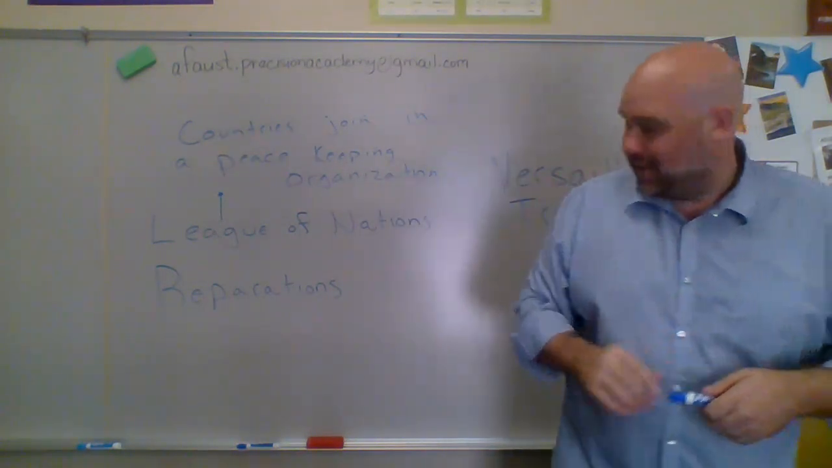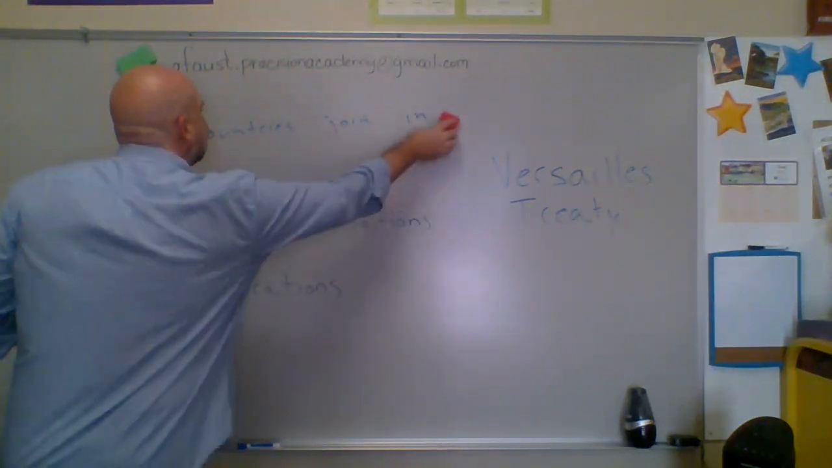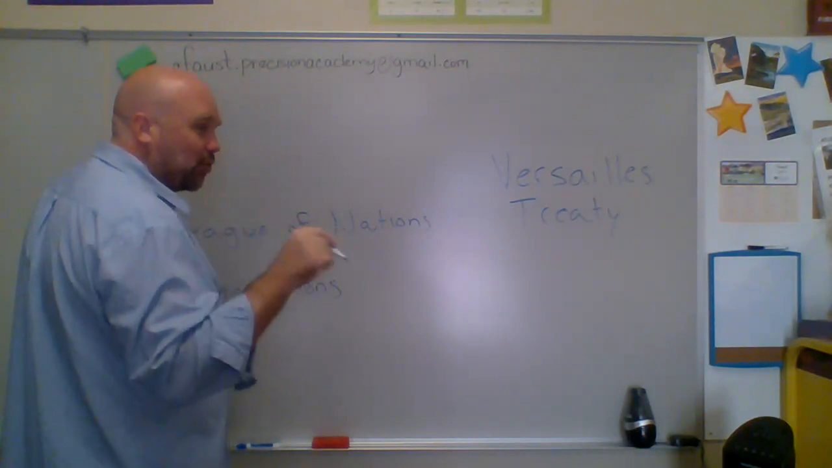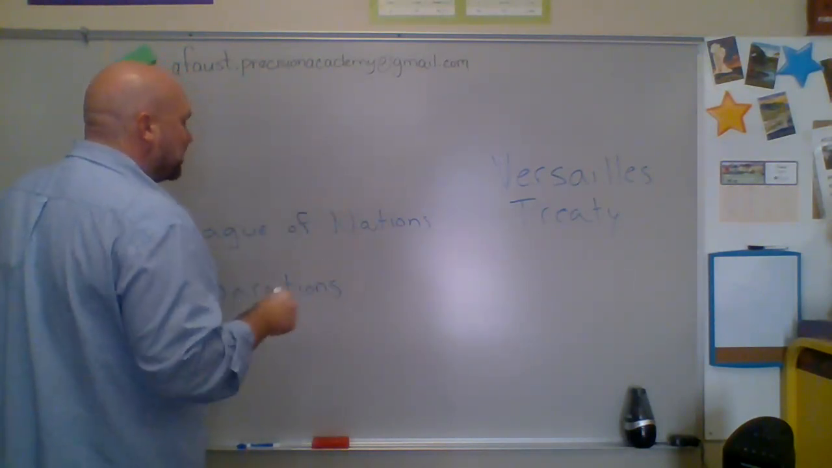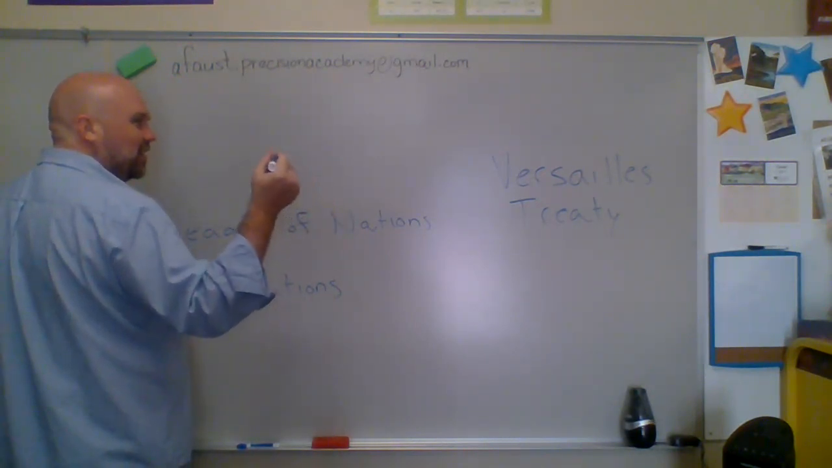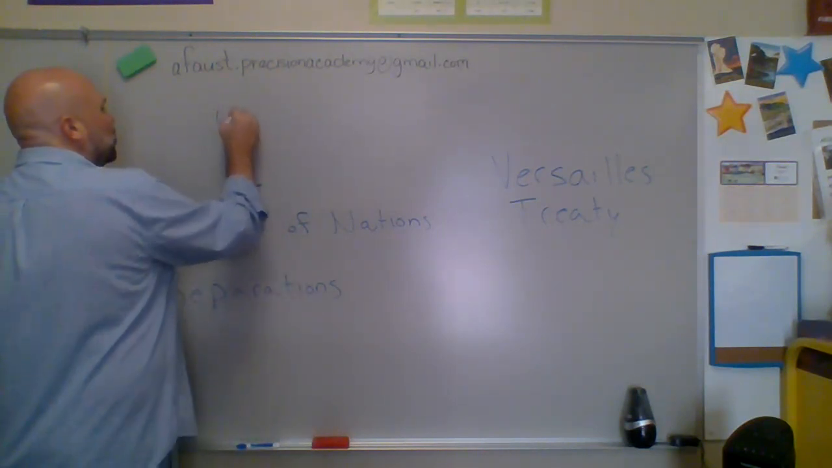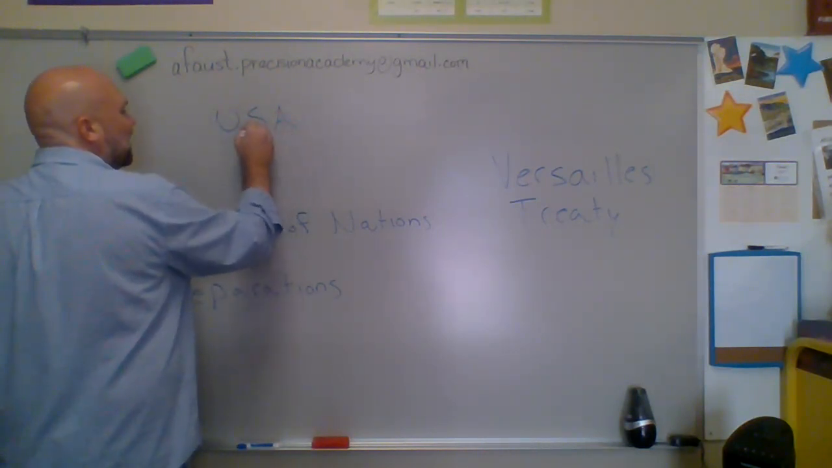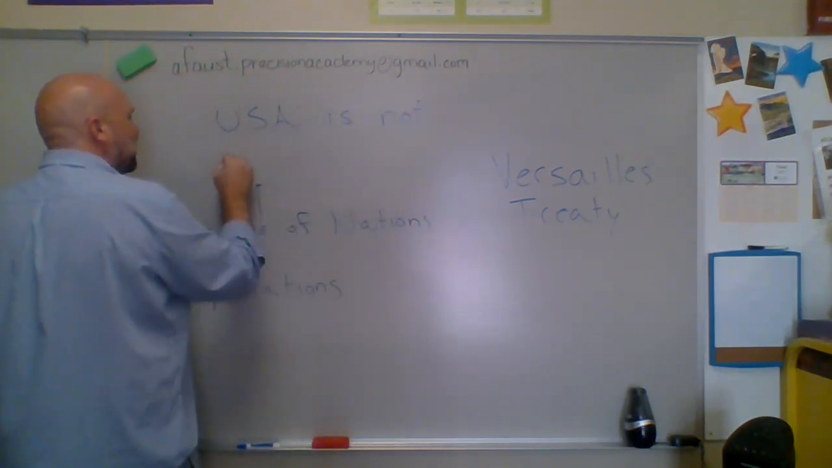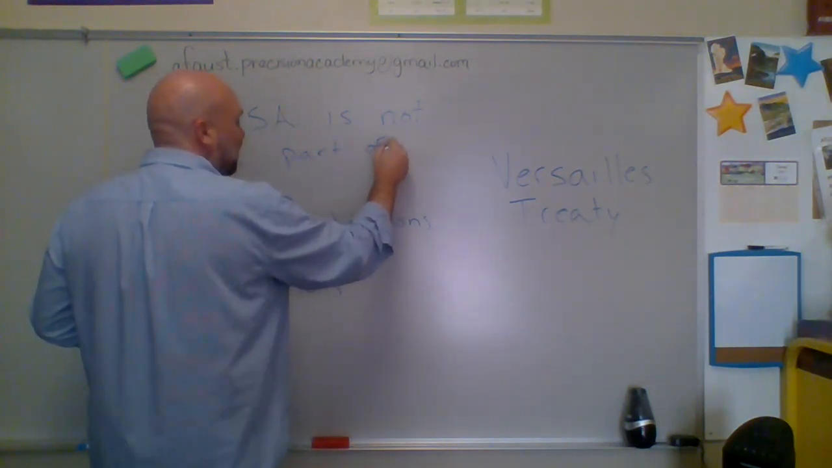On top of that, I might as well get to this now. This peacekeeping organization, the League of Nations, was part of Wilson's 14 points. Who is the American president? The problem is, guess who does not get the League of Nations approved by its government? That's right. The USA is not a part of the League of Nations.